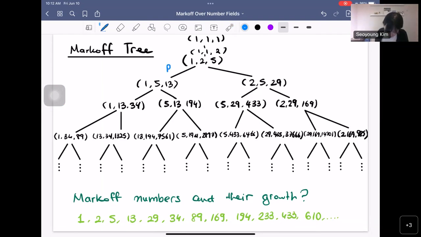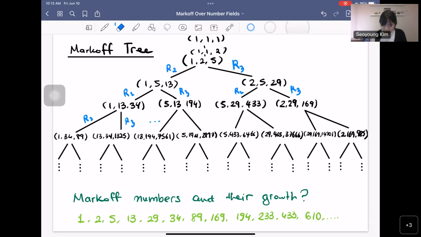For instance, the way to generate 1, 5, 13 from 1, 2, 5 is by taking the second involution and the third involution in order to generate 2, 5, and 29. And similarly, that's the way to go. At each step, you're applying the second and third Vieta involutions, and also similarly for proceeding further down the tree. And indeed, this is a way to generate the Markov tree, which shows you all the integral triples which are the solutions of the Markov equation.